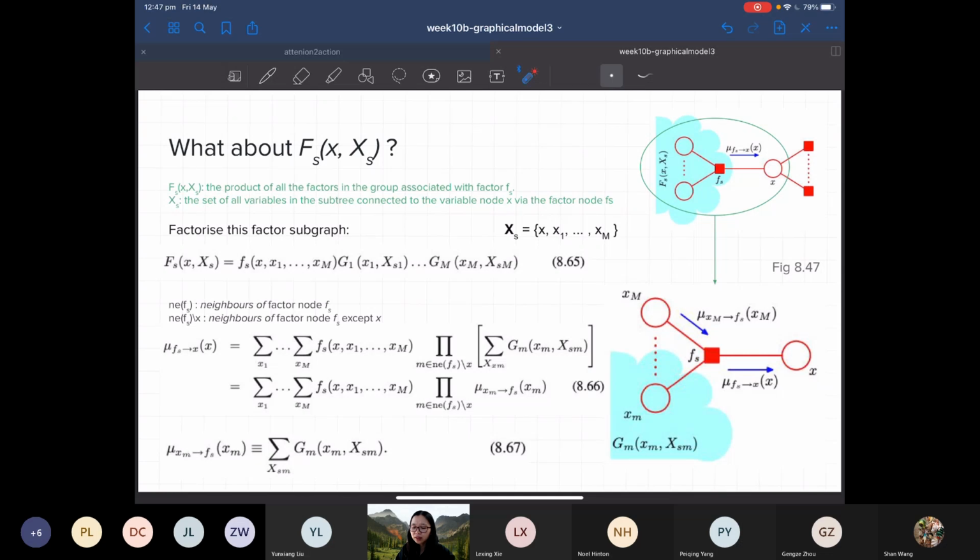The next step, again, is just defining a new notation. Summing over the g terms by marginalizing out the children nodes is nice. We're going to call this the message from x sub m to f of s. So this expression 8.67, marginalizing all the product terms over all the nodes connected through this particular node, not including that node itself, is defined as the message that goes from a node to a factor.